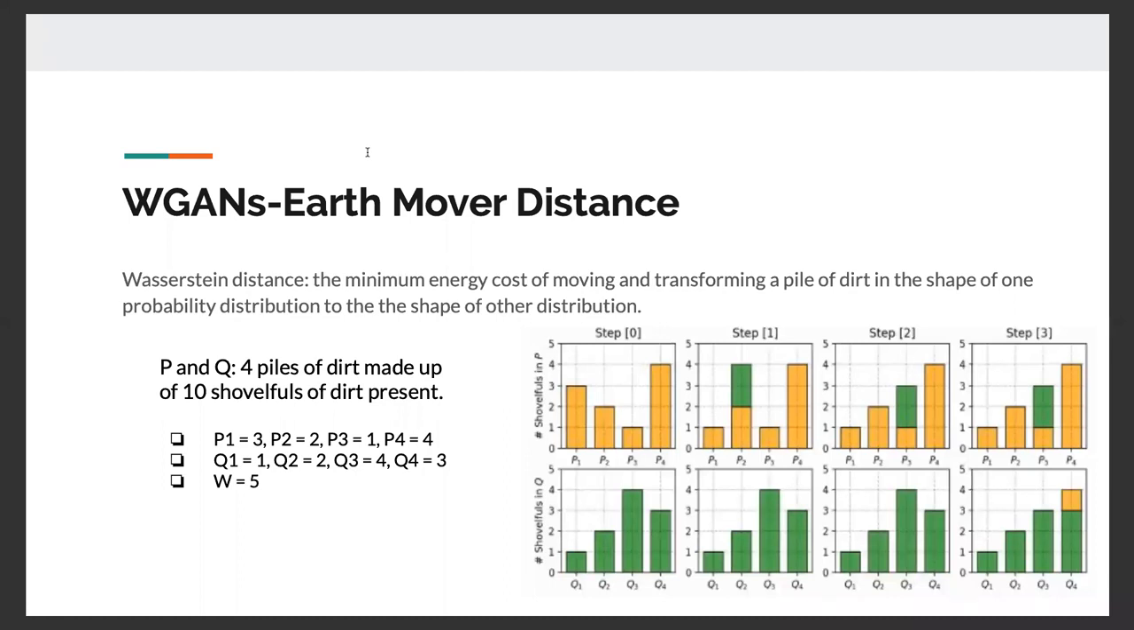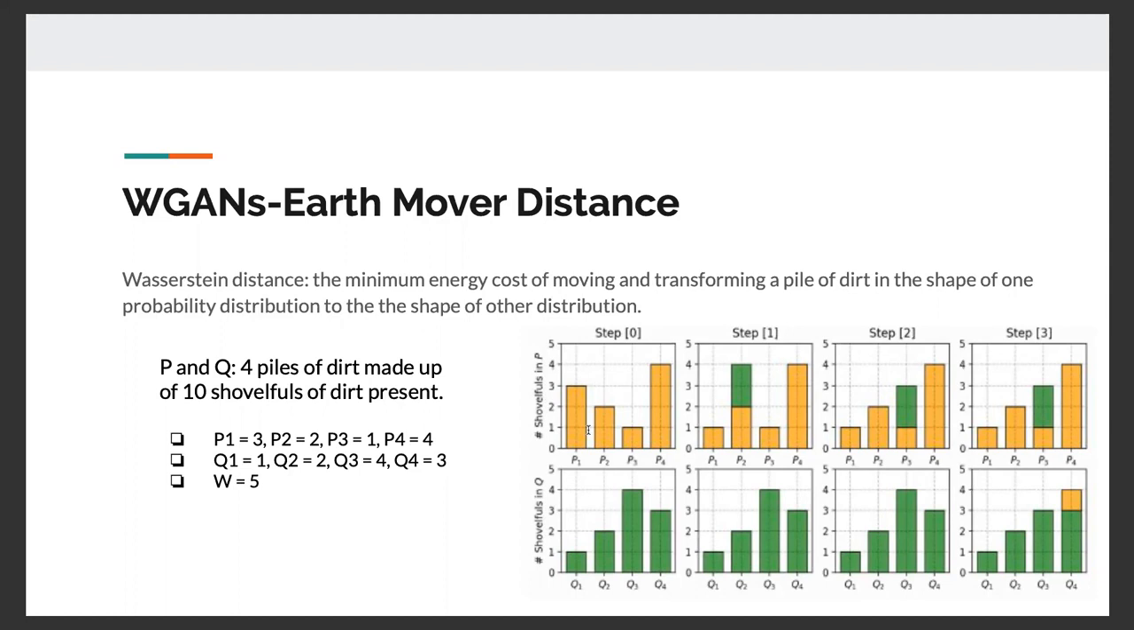To better understand the idea of the Wasserstein distance, we're going to walk through a very tiny example here. We have P and Q, which represent two different distributions. There are 4 piles of dirt made up of, say, 10 shovelfuls in total for each distribution. Our target is to move one of them, or both of them, to make the 2 distributions the same in the end. So let's look at how we do this.